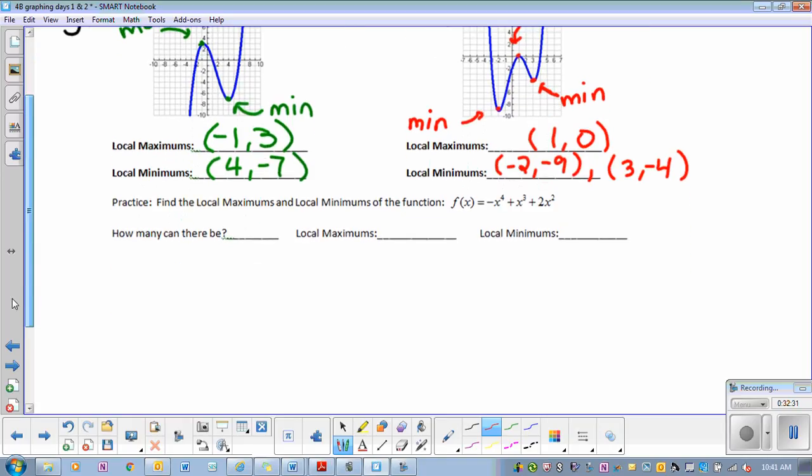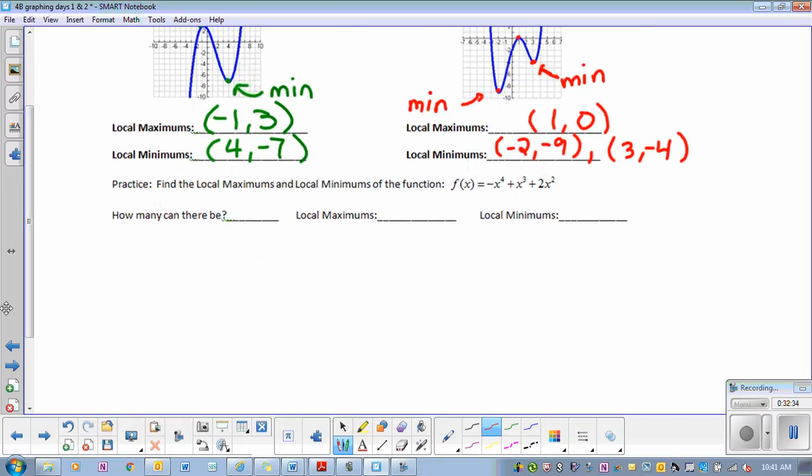All right, so there's a practice problem here. It says find the local maximums and local minimums of this function. All right, so we're going to put this into the calculator, and we may have to use Blinking Bob, okay? But here's the thing. How many can there be? You guys know the rule for finding the maximum number of turns, right? What is your biggest exponent here for this guy? 4. Number of turns is 4 minus what? 1, which equals 3. So we may have 3 turns here.